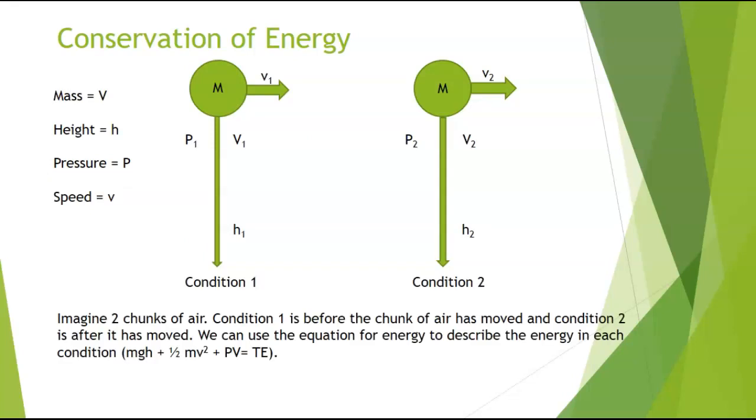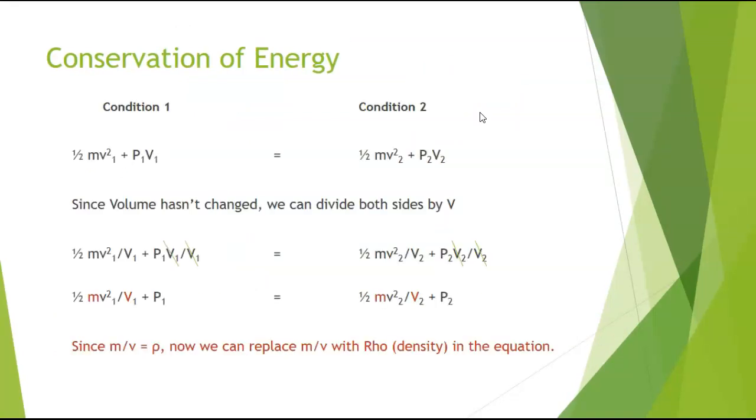So let's just imagine two chunks of air, condition 1, and after the chunk of air has moved, condition 2. We can use the equation for energy to describe the energy in each condition. In other words, mass times gravity times height plus 1/2 mass times velocity squared plus pressure times volume equals total energy. Now the other thing that hasn't changed between the two conditions is volume. And since volume hasn't changed, we can divide both sides by volume to simplify the equation further. And we come up with 1/2 times mass times velocity squared divided by volume plus pressure. Since mass over volume equals density, or rho, now we can replace that with rho in the equation.